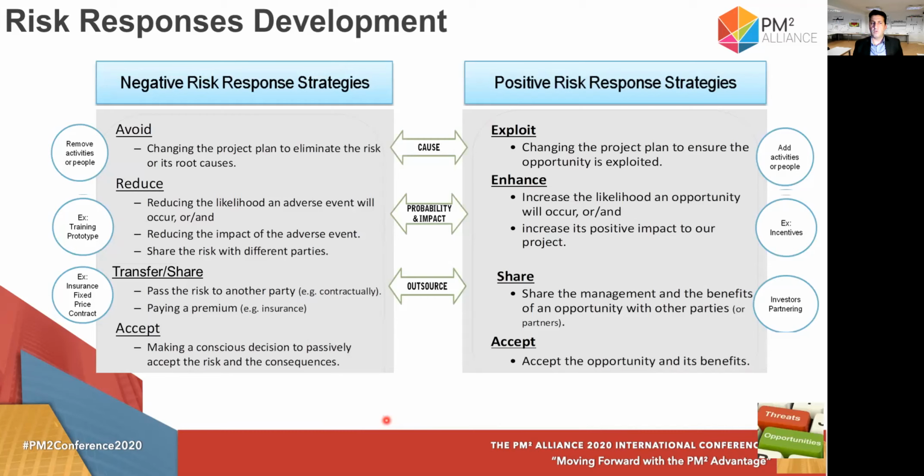Avoid is like removing activities from the project, or people who are not doing the work properly. Reduce is when you try to lower the probability and or the impact of a threat. Transfer or share is when you are bringing someone else with you in order for him to manage the risk, but be careful there, because in transfer or share the reputation risk stays on your shoulders.